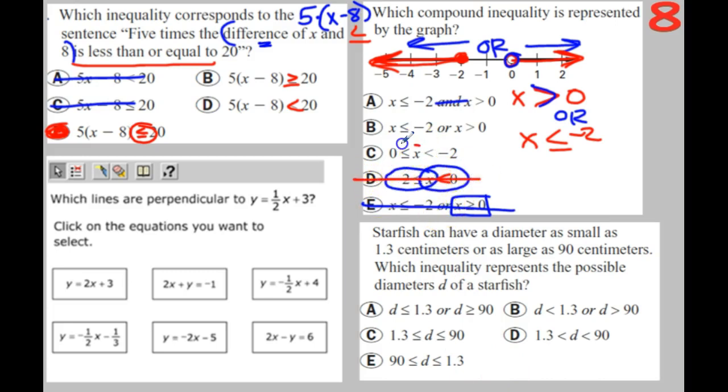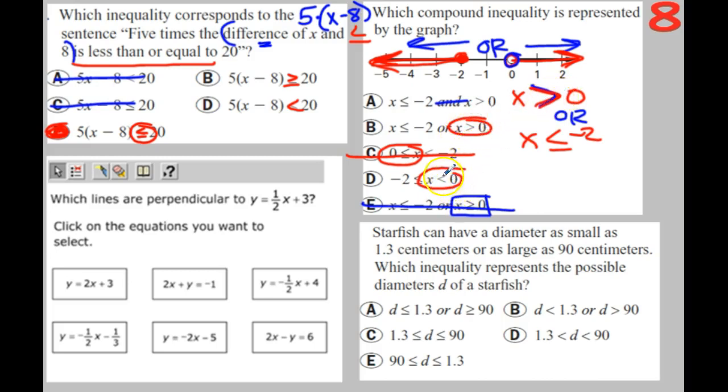This one does have the equal to with 0, which, oops, I made one mistake. We don't want the equal to, so this one could be a possibility. This one is definitely not. This one looks good. We have exactly matching.